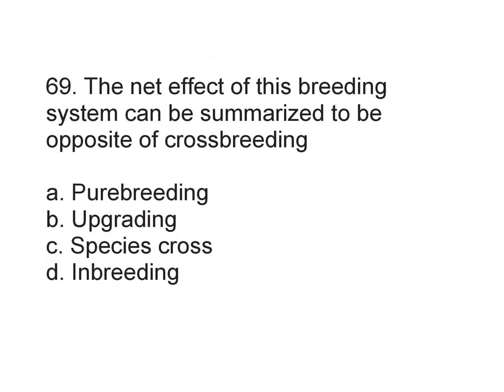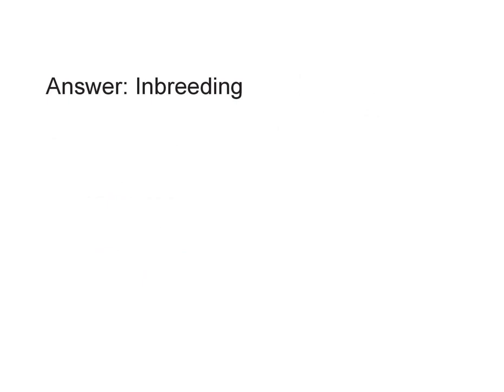Number 69. The net effect of this breeding system can be summarized to be the opposite of crossbreeding. A. Pure breeding, B. Upgrading, C. Species cross, D. Inbreeding. The answer is inbreeding. Number 70.